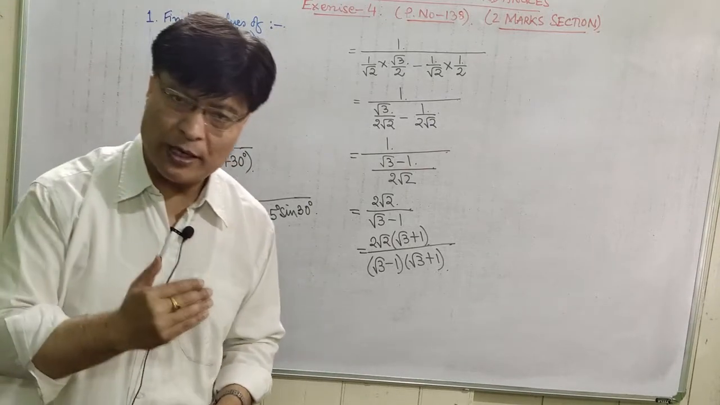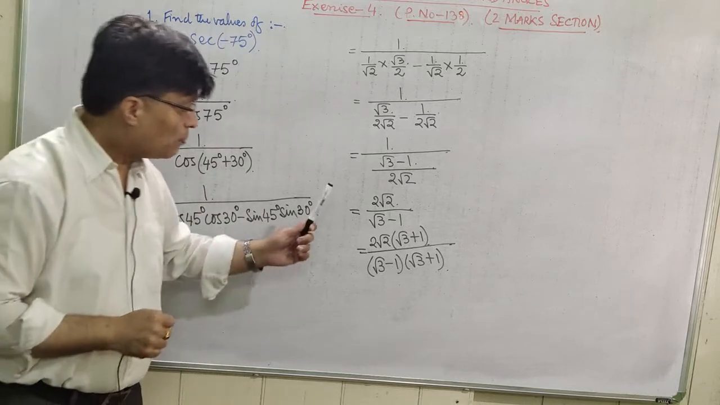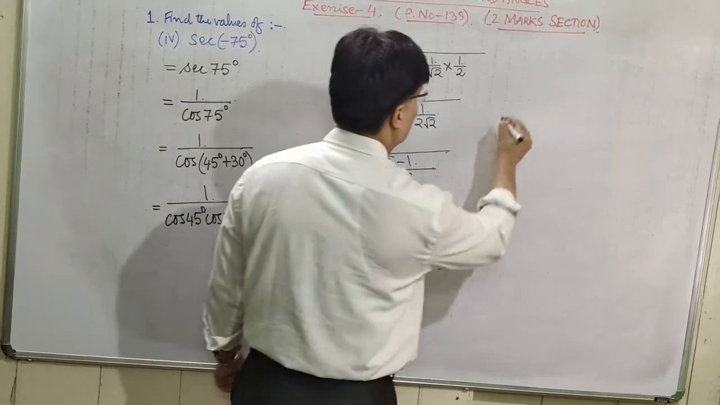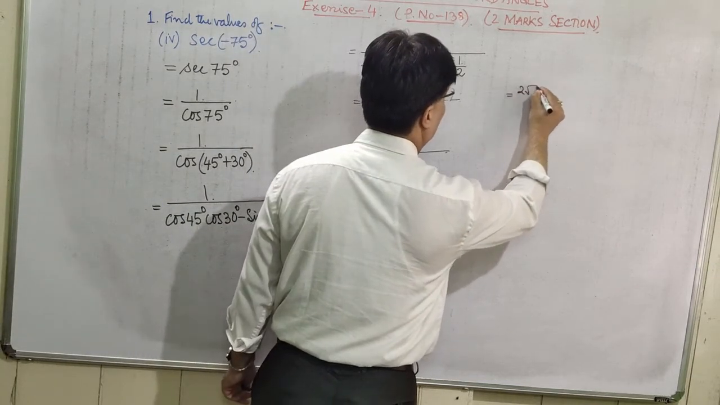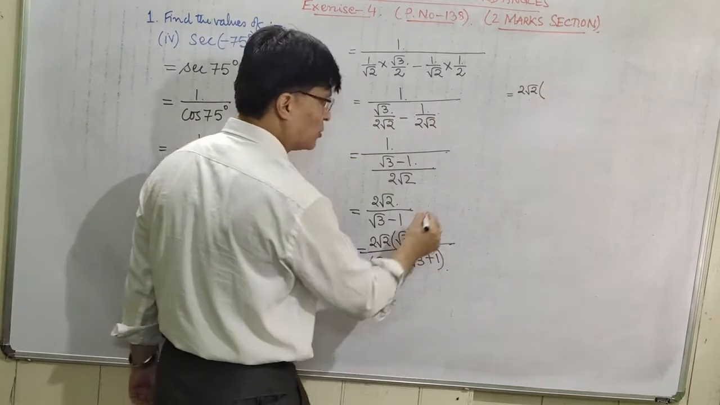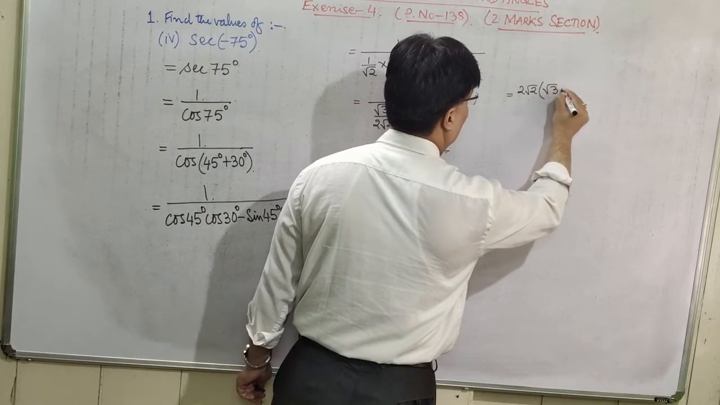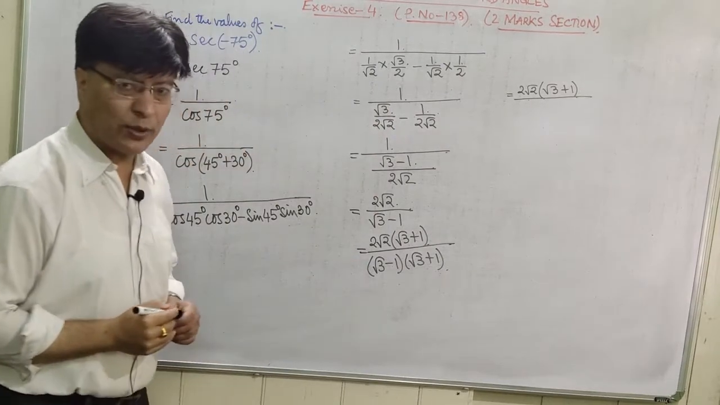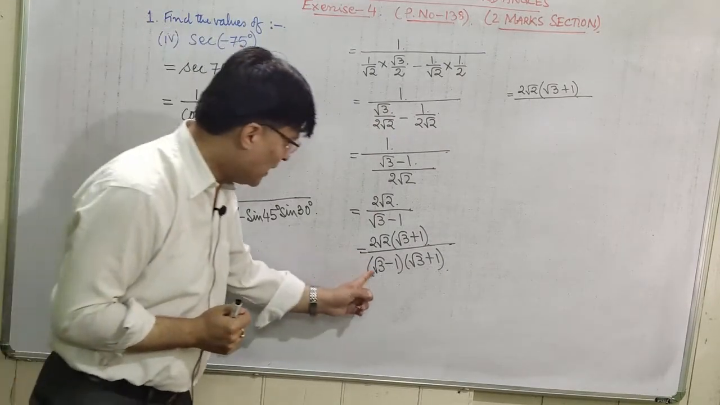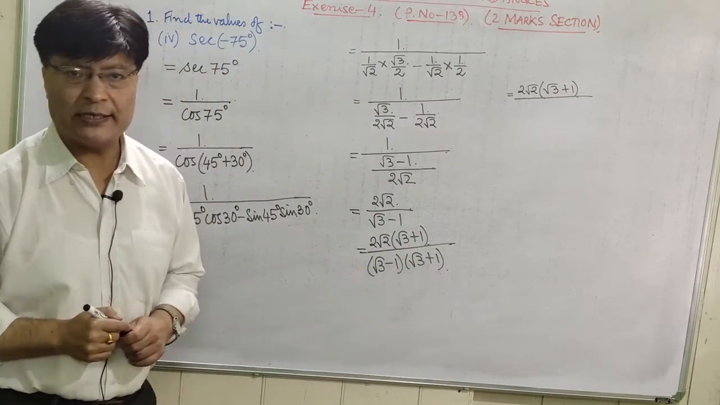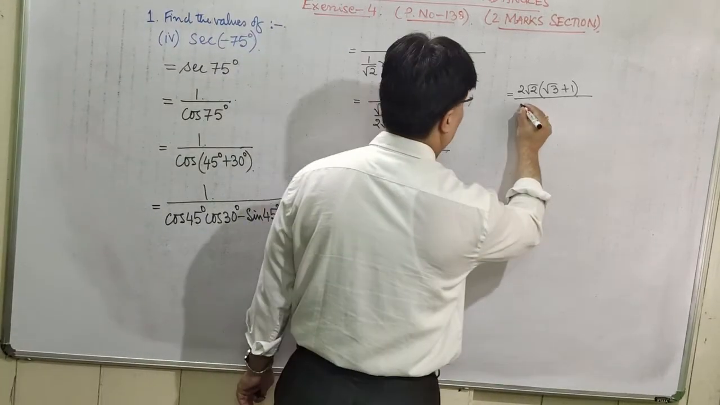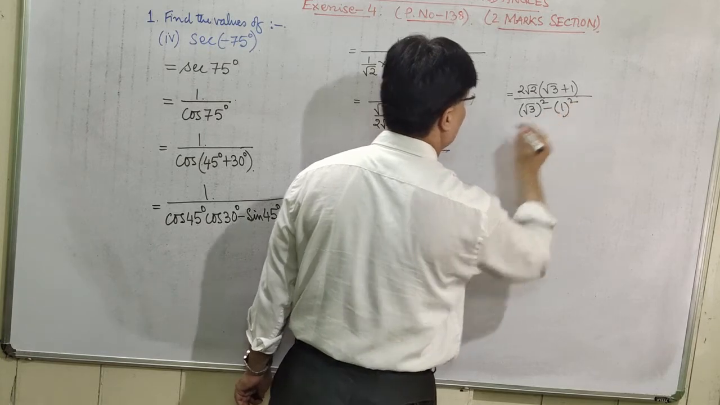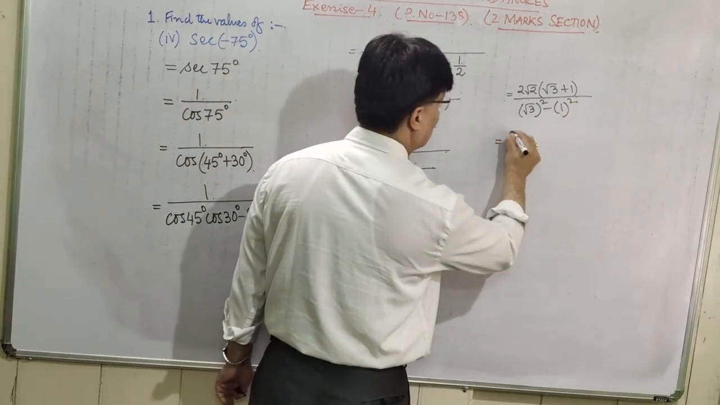That is, we are multiplying both the numerator and the denominator by root 3 plus 1. So this is equal to 2 root 2 within bracket root 3 plus 1, divided by, in the denominator, what is the formula that you can use here? A minus B into A plus B, that is your A square minus B square. So it is root 3 whole square minus 1 whole square.